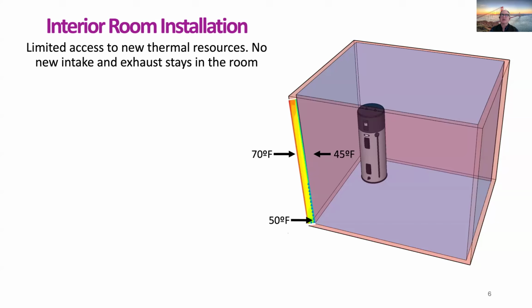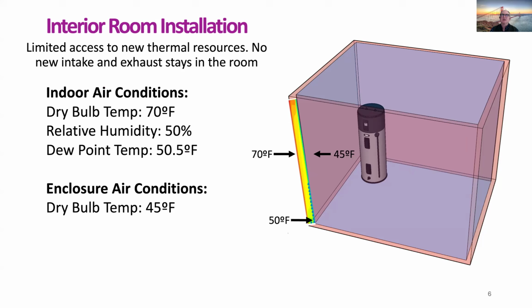Interior room installations. This is showing you the basic physics. Limited access to new thermal resources, no intake, and exhaust stays in a room. Under these conditions, the temperature inside the room drops to somewhere between 45 and 50 degrees. You now have a large temperature drop across the envelope of about 25 degrees whenever the heat pump is running, and the dew point of the air in the surrounding rooms is below 50 degrees. So when the surface of the wall gets below 50 degrees, condensation will occur in the interstitial spaces, hidden from view.